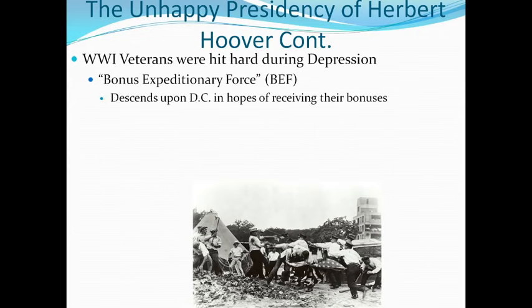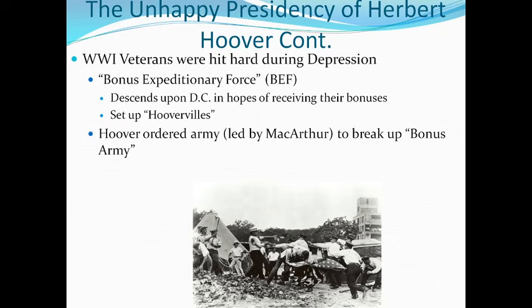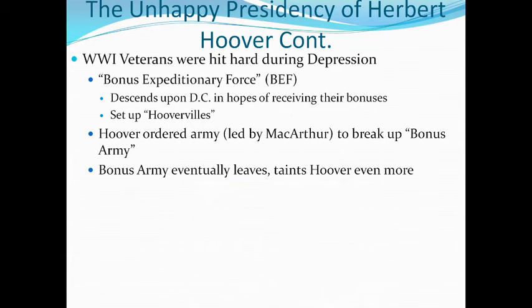So what they did is they decided to march upon DC in hopes of receiving their bonuses, and they set up Hoovervilles, and Hoover wanted them gone. He knew that the government could not pay the veterans this bonus, especially when the economy was like this. So he ordered his army, led by MacArthur, who becomes a pretty big figure later on in World War II, to break up the bonus army. And the bonus army eventually leaves and taints Hoover's name as one of the worst presidents of our nation.